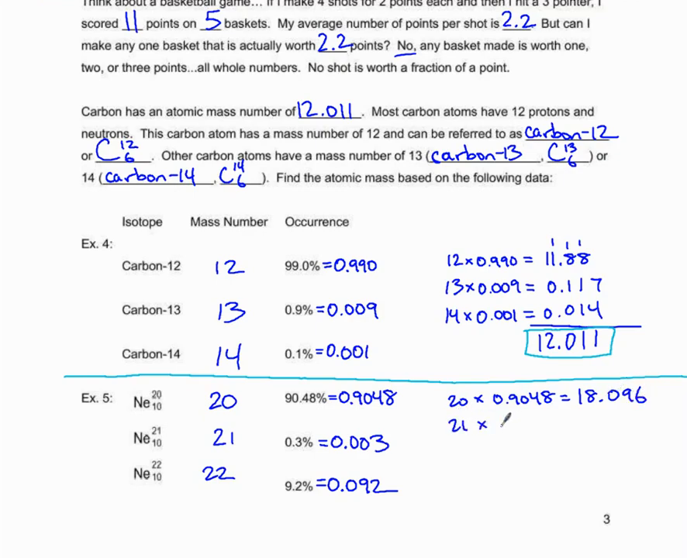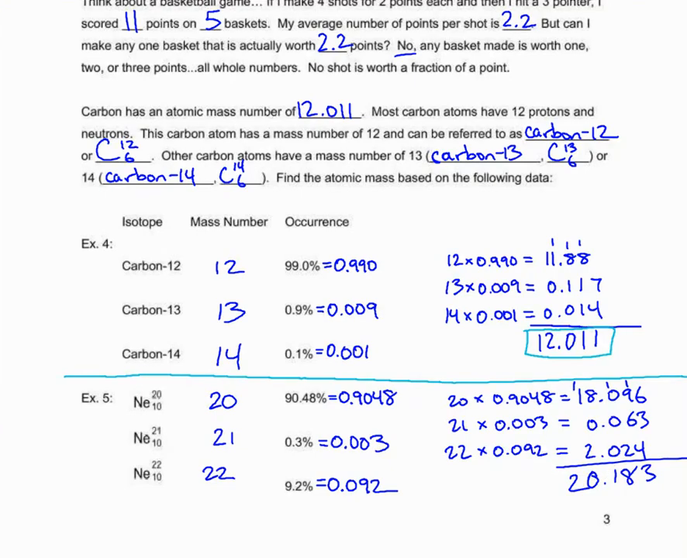21 times 0.003. This one is 0.063. Neon 22 shows up 0.092 as the occurrence, and that is 2.024. Add them together, we've got 10, 13, we've got 10, 16, 18, 1, so we've got 20.183. Take a look at your periodic table.